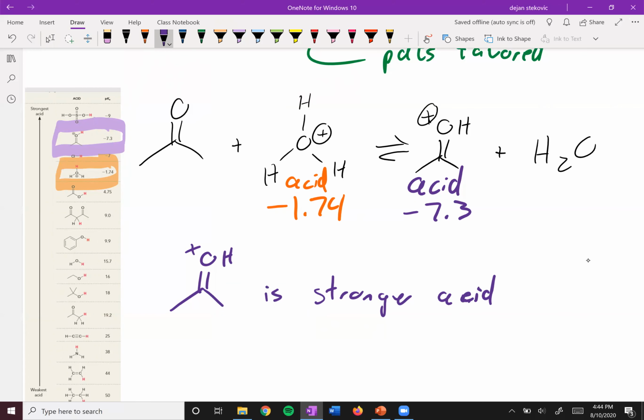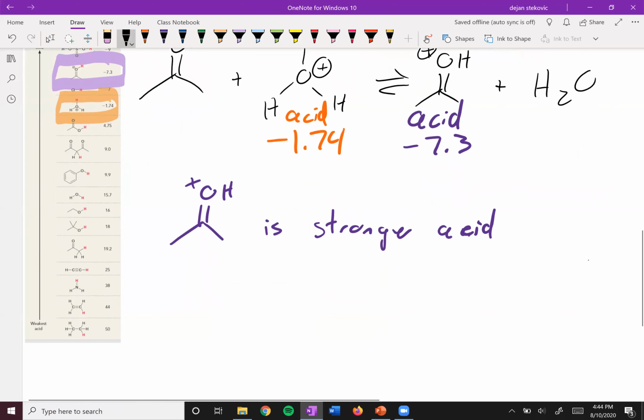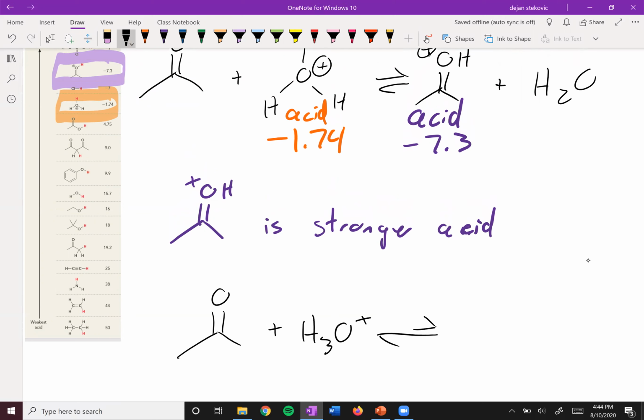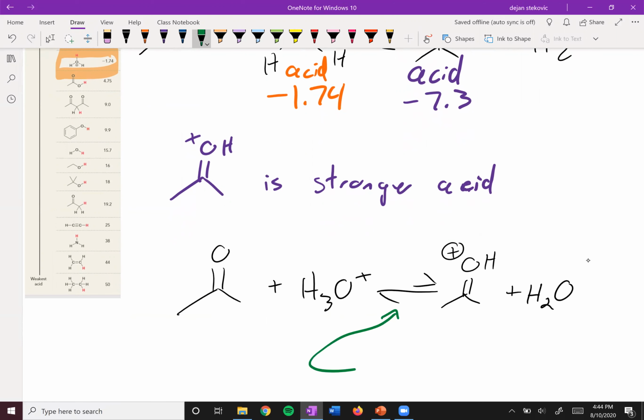Right. So the side that is going to be favored is the side with the protonated acetone acting as an acid, right? So in this case, the left side is going to be favored. Right, so if you mix these two components together in a beaker, most of what's in your beaker is the stuff on the left side, not so much the stuff on the right side.